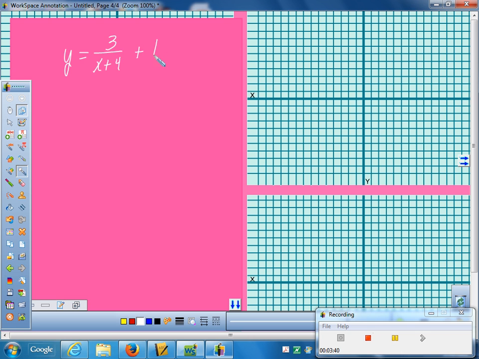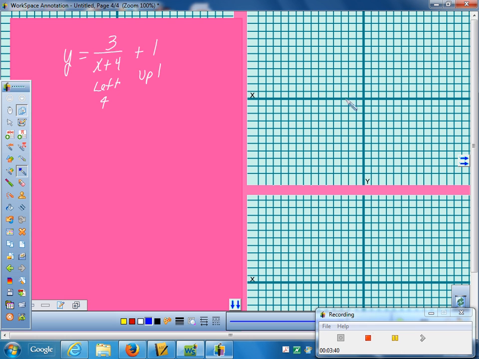So which one's up and down? The plus 1 is up and down. When you go up and down, you don't change the sign. So this is up 1. That's going to go left 4. In this instance, that's the most important point you actually plot because that's your new origin.